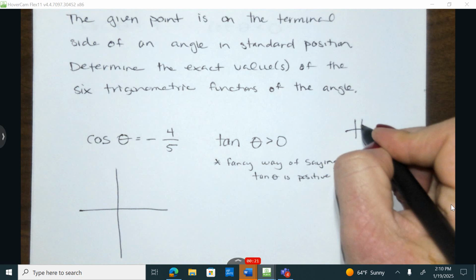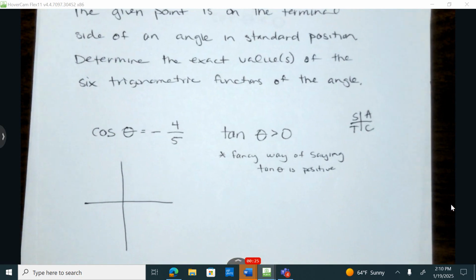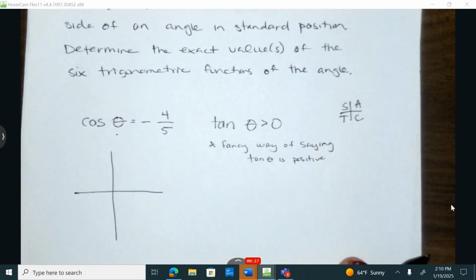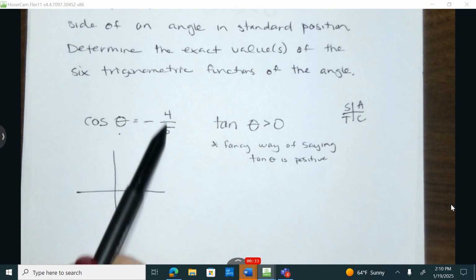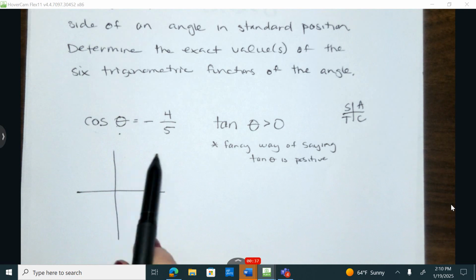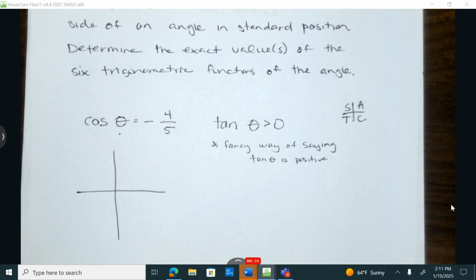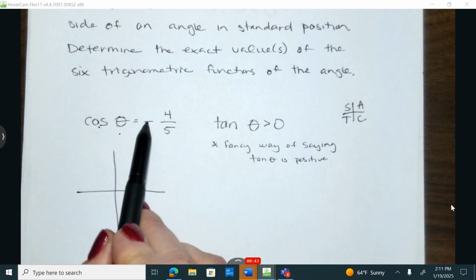I'm going to remind myself of the all-star trig class, and then use this given information to help me determine where this point lands. Now, if it has a negative cosine value, think of cosine like x's. So if x's are positive, they would be in quadrants 1 and 4. But this has a cosine value, like an x value, that's negative.